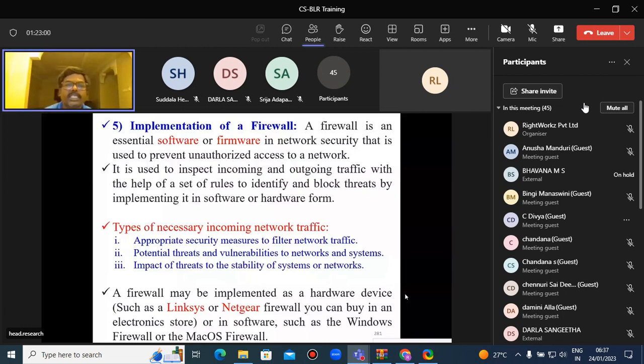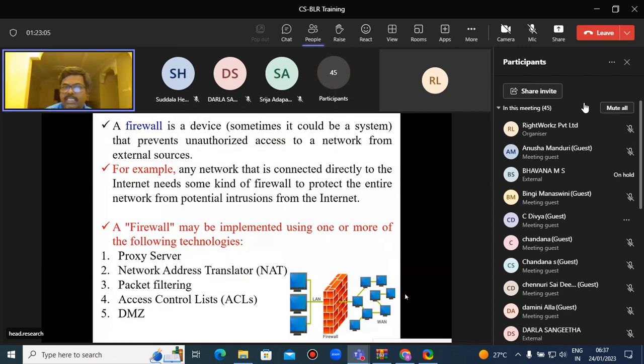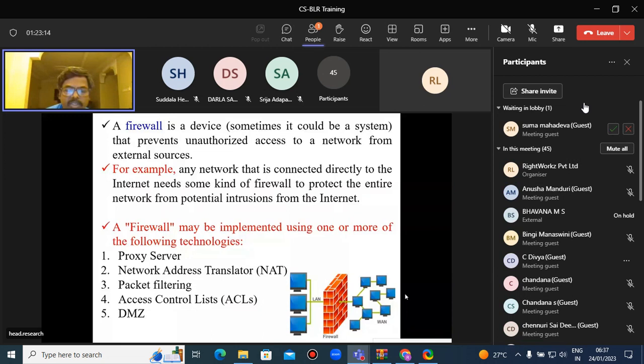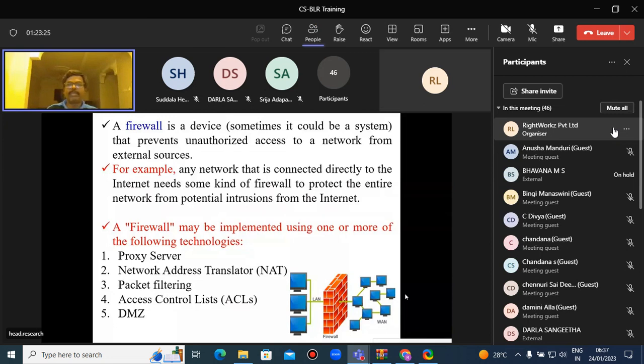A firewall is a device, sometimes a system, that prevents unauthorized access to a network from external sources. For example, any network that is connected directly to the internet needs some kind of firewall to protect the entire network from potential intrusions. A firewall may be implemented using one or more of the following technologies: proxy server, network address translator (NAT), packet filtering, access control list, and a DM check.